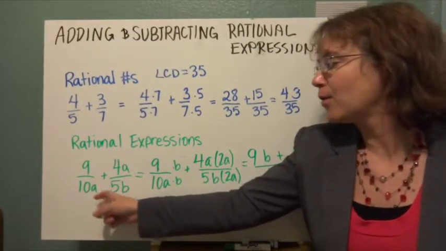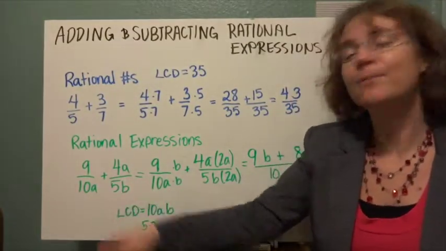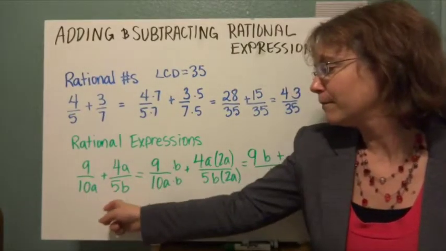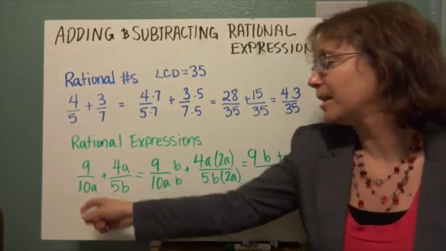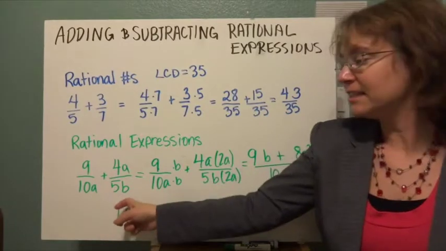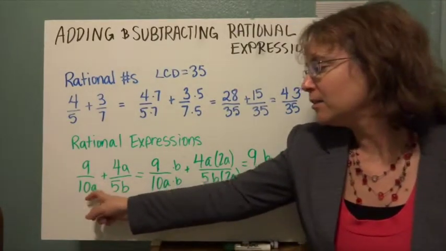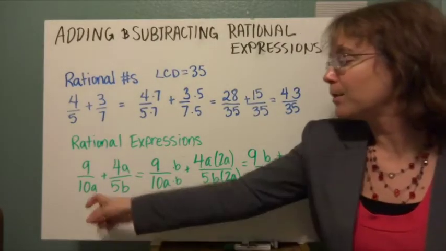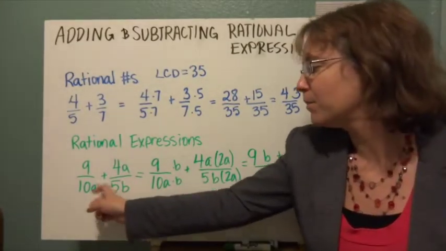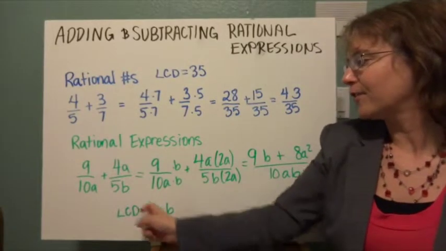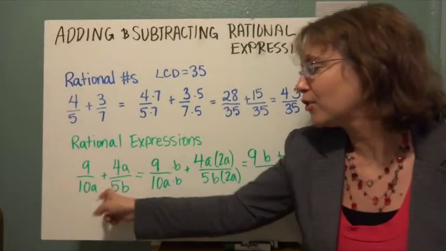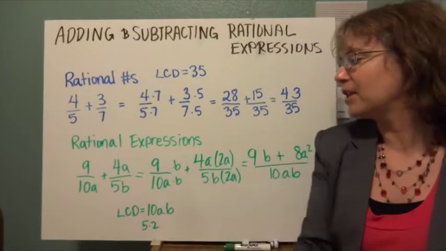First, I'm going to look at my coefficients. I have a 10 here and a 5 here. I know 5 is a factor of 10. So when I just look at the coefficient and I'm looking at the least common denominator, I see it's going to be a 10. And in this first fraction I have an a, the second fraction I have a b. So I need to make sure in my common denominator I have all represented variables. So my least common denominator is 10, because it includes both the 5 and the 10 as factors, times a times b. And that way I can make sure I include all portions of each one of these denominators.